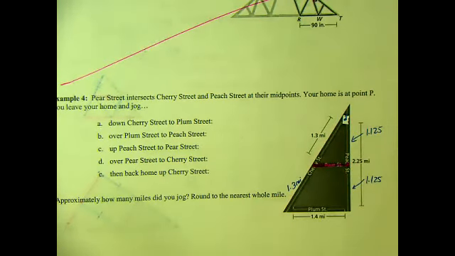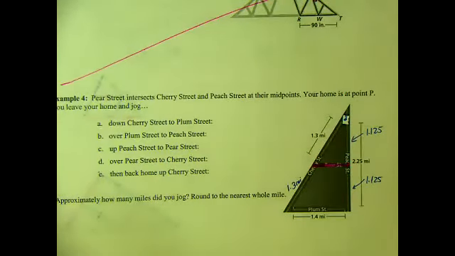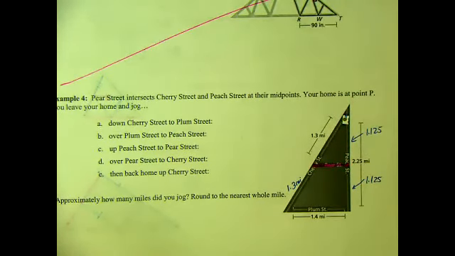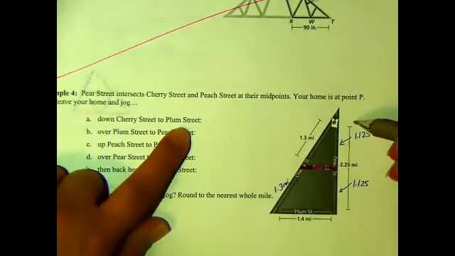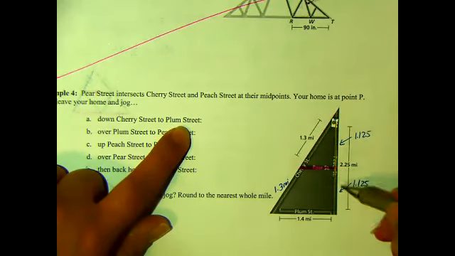All right, well done. If this half is 1.3 miles, then this half is 1.3 miles. Okay. All right. So now let's trace our path, because it's a very convoluted path. So you start at your house. You're going to go down Cherry Street all the way to Plum Street.